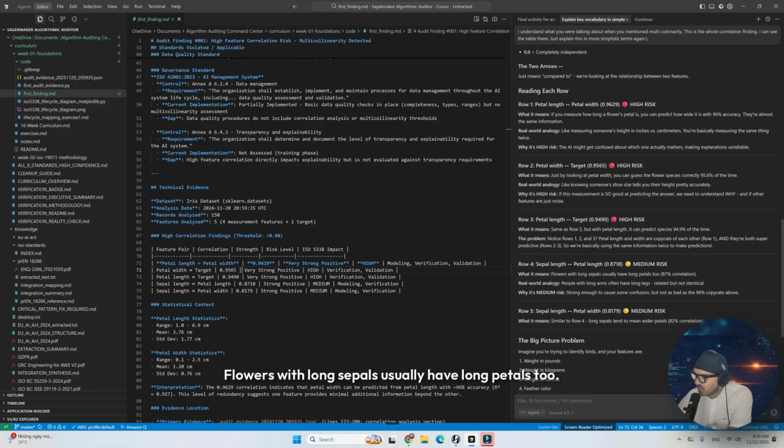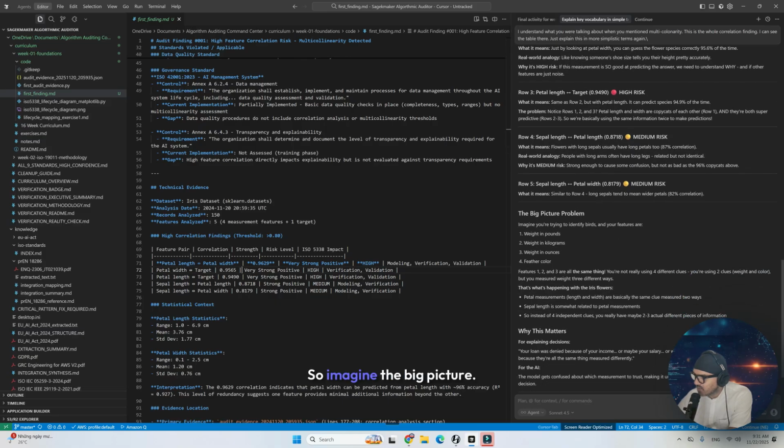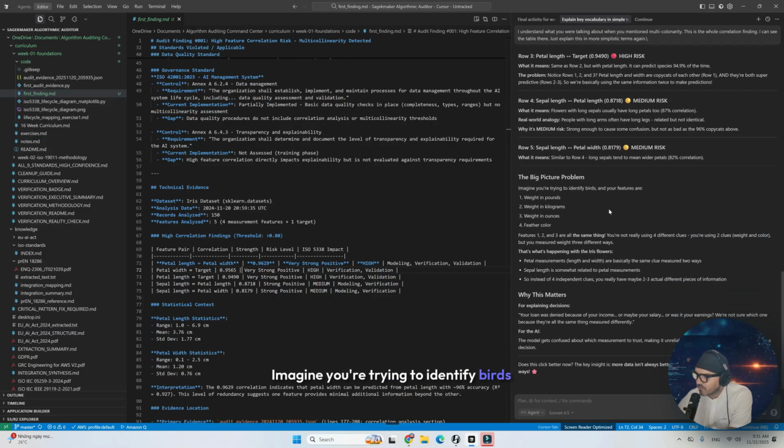Flowers with long sepals usually have long petals too. 87% correlation. Real world analogy: people with long arms often have long legs, related but not identical. And weight, medium risk, strong enough to cause some confusion but not as bad as the 0.96 copycats. Same problem. So imagine the big picture. Imagine you're trying to identify birds and your features are weight in pounds, weight in kilograms, etc. Features 1, 2, and 3 are all the same thing. You're not really using 4 different clues, you're using 2, but you measured weight 3 different ways.